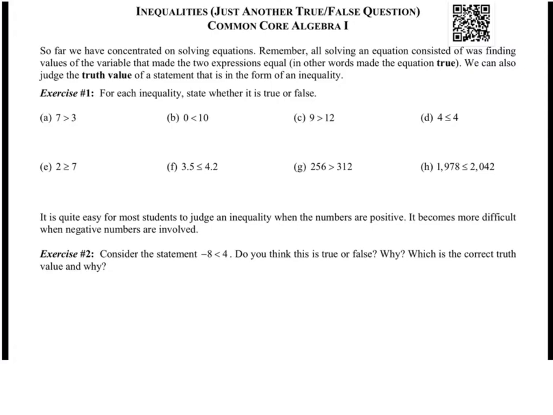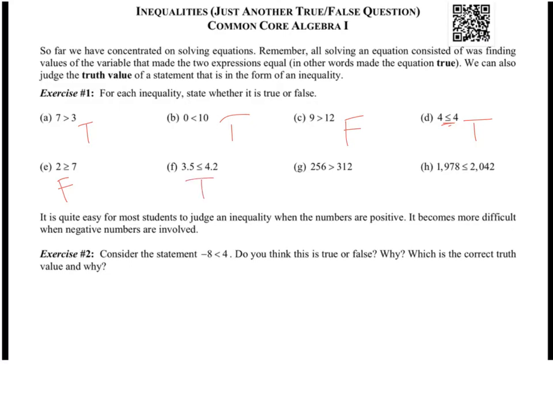So 7 is more than 3. True. 0 is less than 10. True. 9 is more than 12. Well, no. 4 is less than or equal to 4. True. Remember that line underneath the inequality makes it or equal to. 2 is more than or equal to 7. False. 3.5 is less than or equal to 4.2.